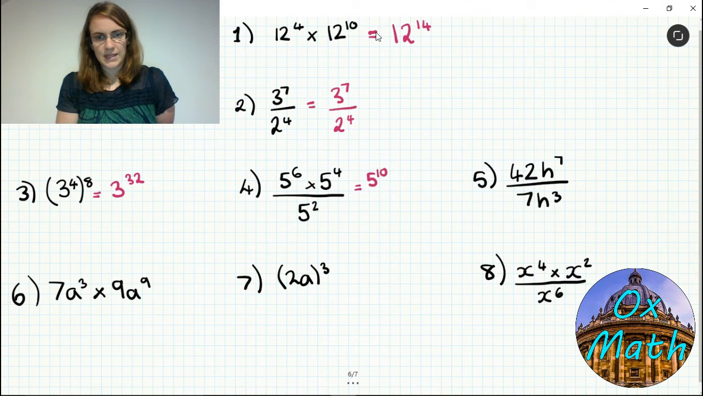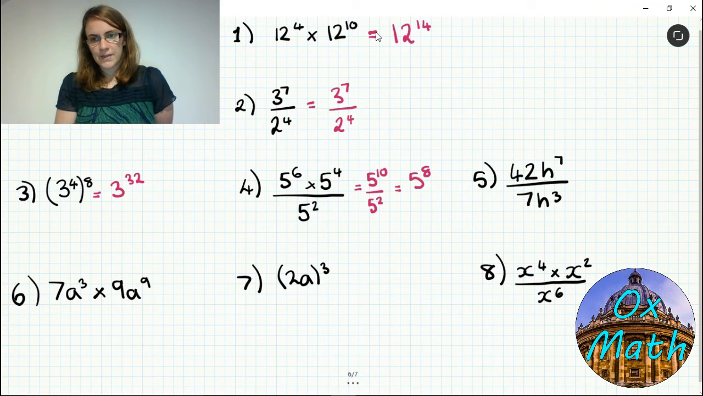Number 4, we've got 5 used 6 times in a multiplication and then 4 more times in a multiplication, so that is 10 times in a multiplication, and then that is divided by 5 to the power 2, so 2 of those times by 5s are cancelled out, so 10 take away 2 is 8, so we are left with 8 5s all multiplied together, or 5 to the power of 8.